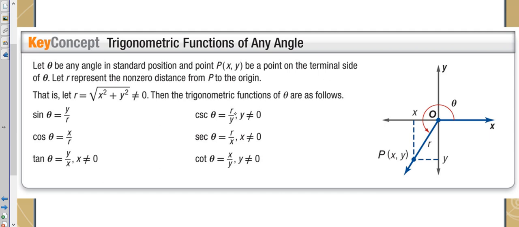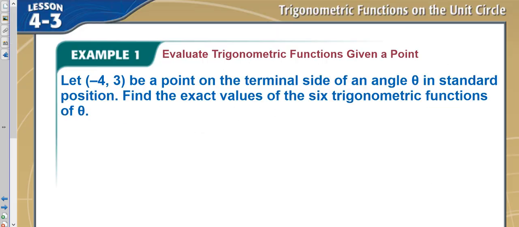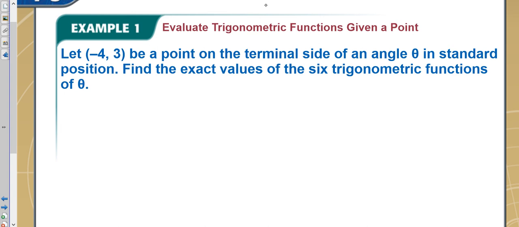The reciprocal functions, obviously, just flip those. Here it's saying the r is equal to the square root of x squared plus y squared. That's the Pythagorean theorem. It would be the same thing if you wanted to use h. You would say h, the hypotenuse, is equal to the x value squared plus the y value squared, and then take the square root. So let's look at an example. It says, let -4, 3 be a point on the terminal side of an angle theta in standard position. Find the exact values of the 6 trigonometric functions of theta.